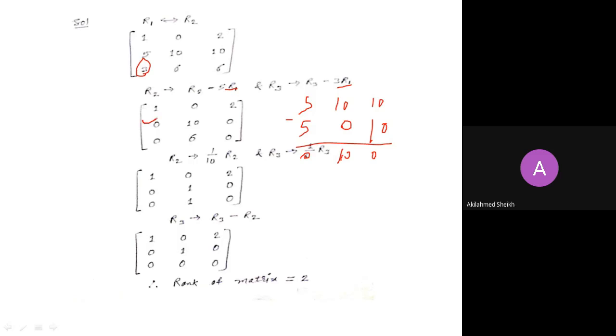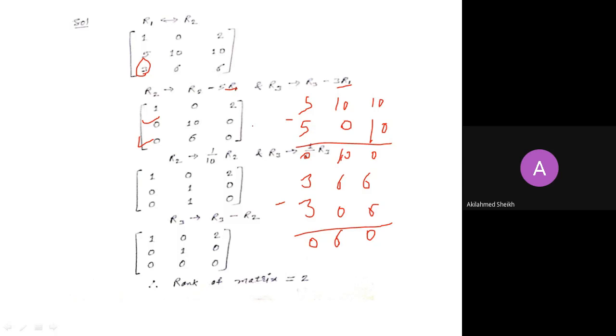This is the second row. Next, R3 minus 3 R1. R3 is here 3, 6, 6. Multiplying R1 by 3 and subtracting, we get 3, 0, 6 from 3 times R1, and subtracting these terms, we get 3 minus 3 is 0, 6 minus 0 is 6, 6 minus 6 is 0.